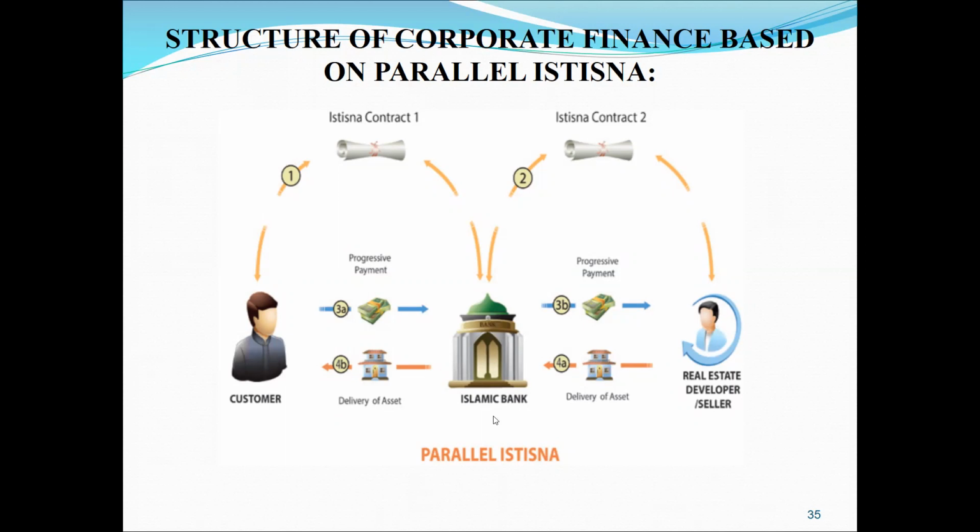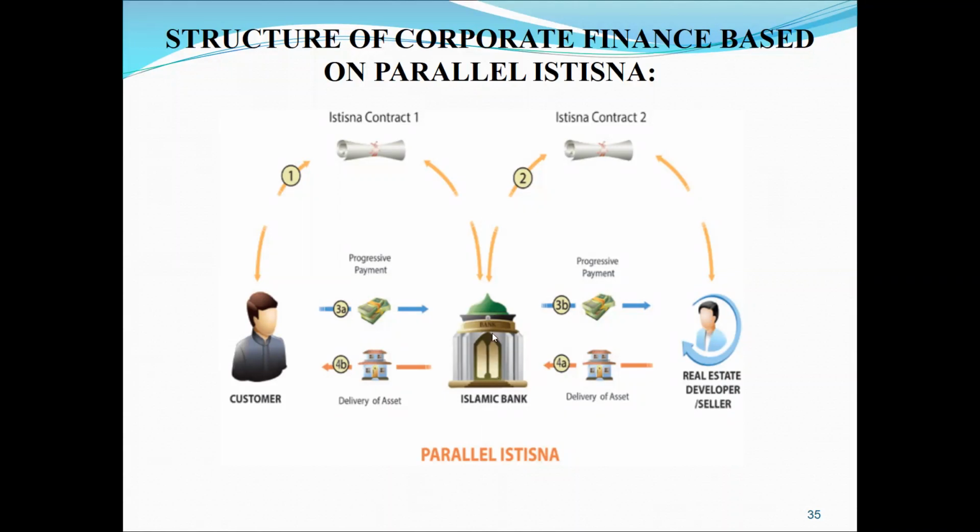So everything will be agreed. It can be installment, it can be spot, like lump sum in one single payment. Then afterwards, this developer or manufacturer delivers the asset to the Islamic bank, and the Islamic bank delivers this asset to the customer. This is how it works, like istisna and parallel istisna. So in one contract, this is the case when the Islamic bank is like a middleman.